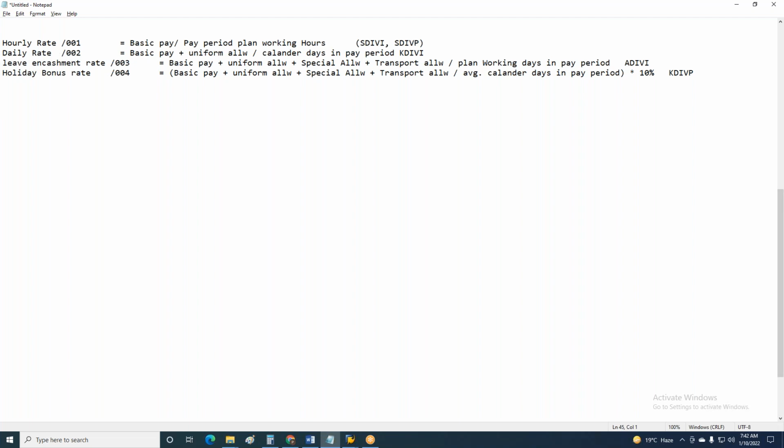Now, this rate calculation can be divided into two rules. One is the addition of primary wage types into technical wage types. Next, division of amounts in technical wage types by parameters.